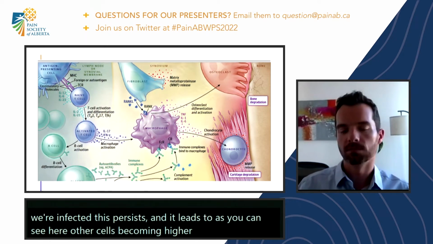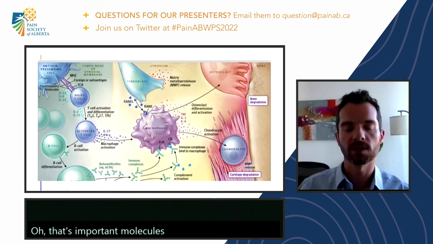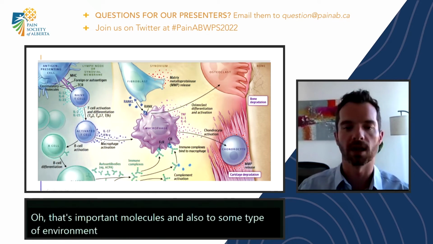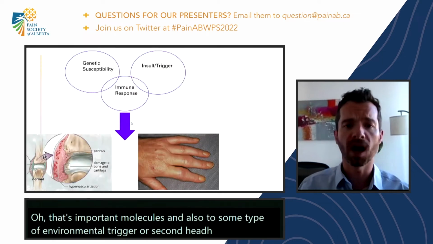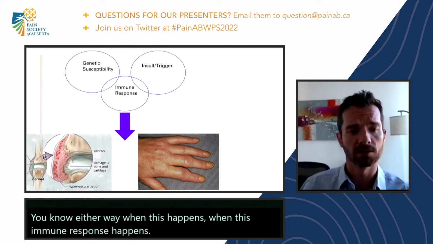And we think that that's probable. We know that it's in part due to genetic makeup and how our body makes all of these molecules, and also to some type of environmental trigger or second hit hypothesis. But either way, when this immune response happens, it does cause pain, among other things.